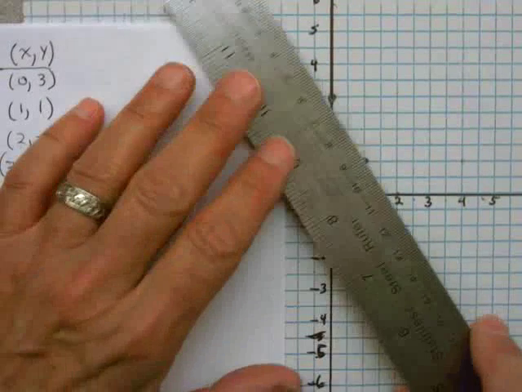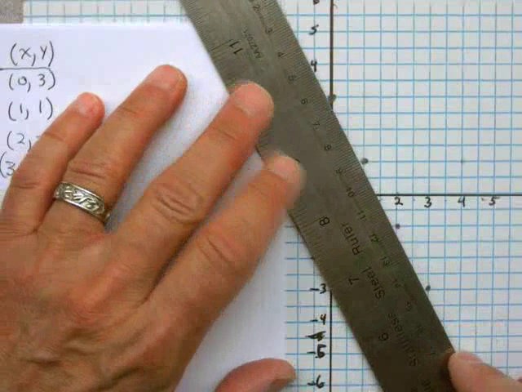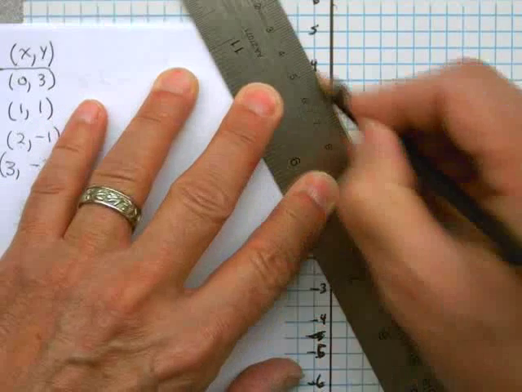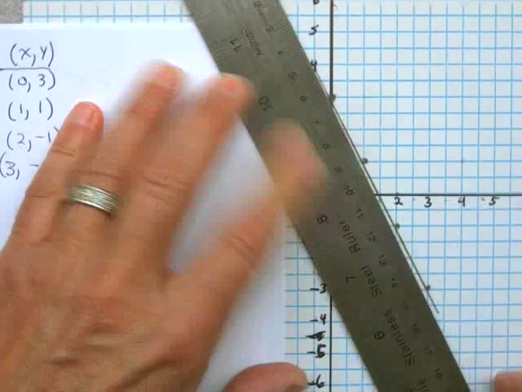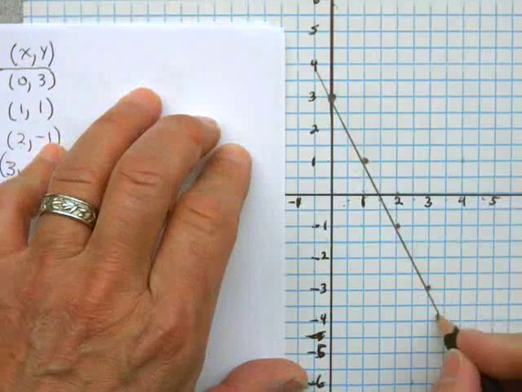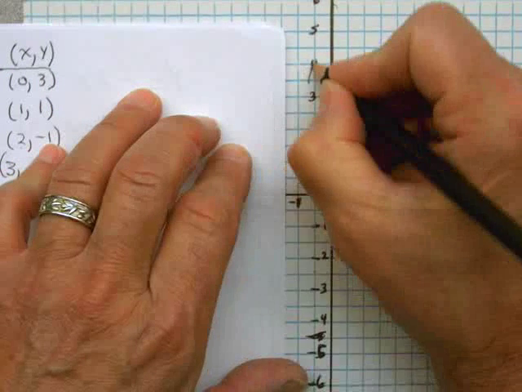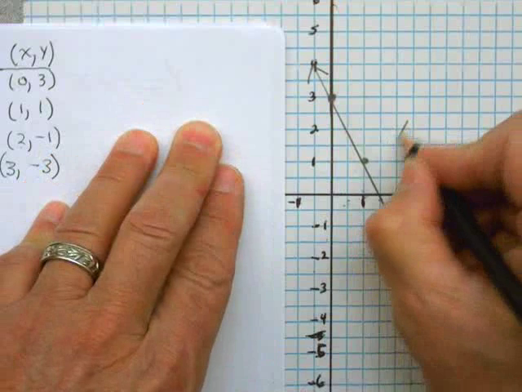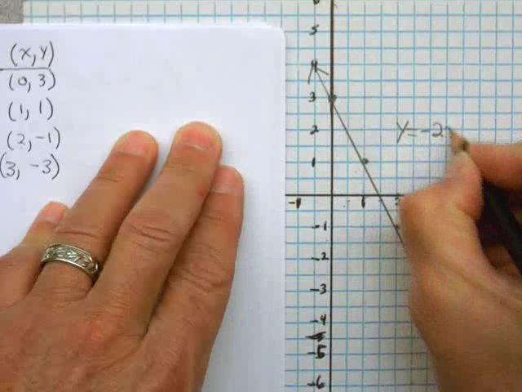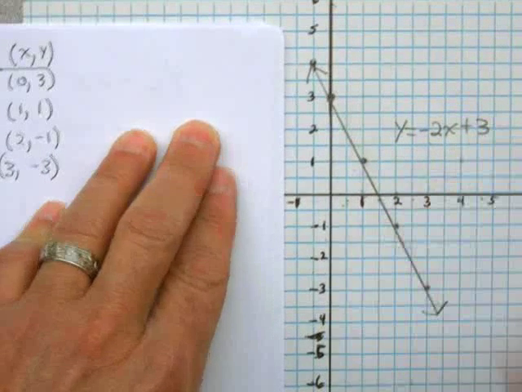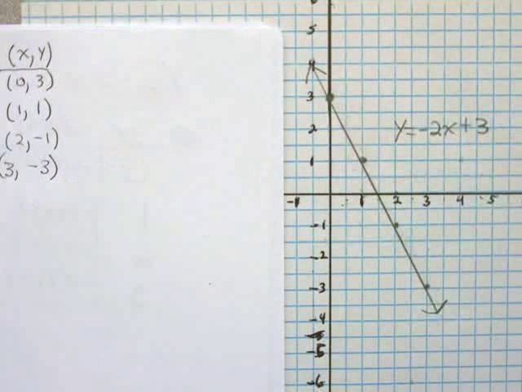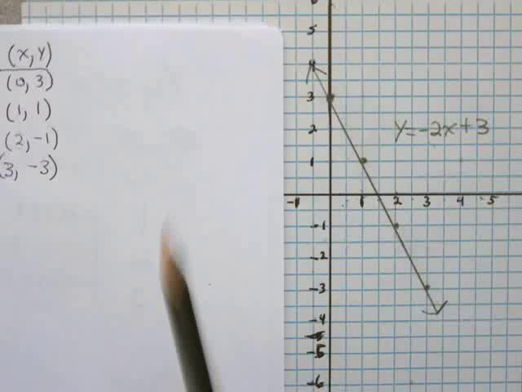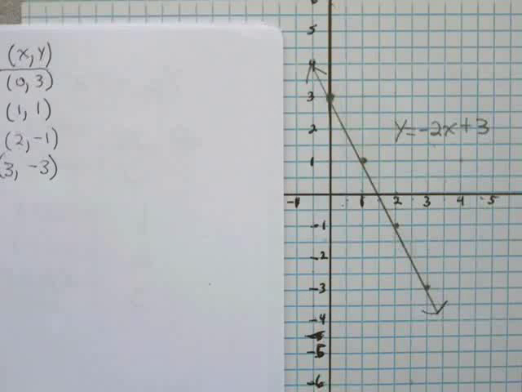Or I'm going to try to draw the line, I should say. All right, and there's my line. And I'm going to label it. This is the graph of the line of y equals negative 2x plus 3. And notice that the slope is negative, right? It's negative 2x, and this line going from left to right is going downward.